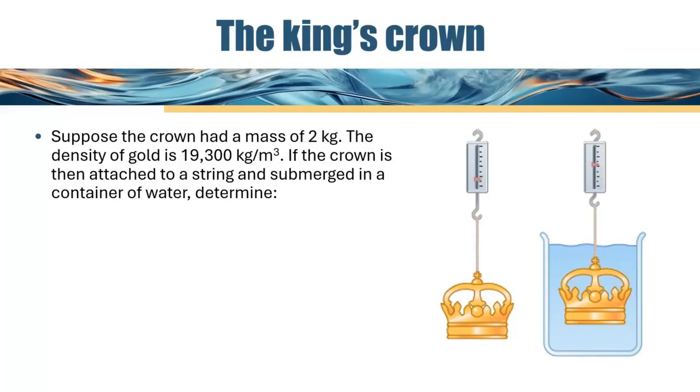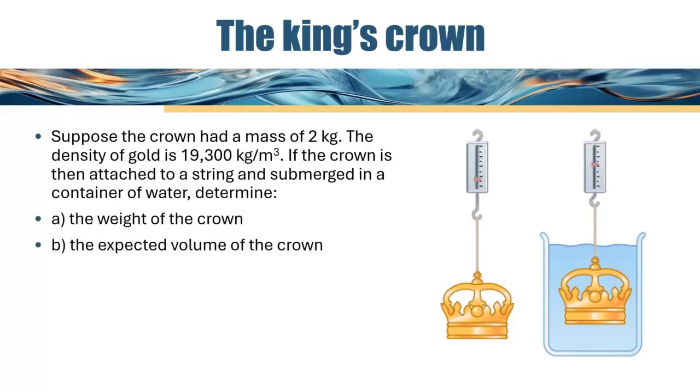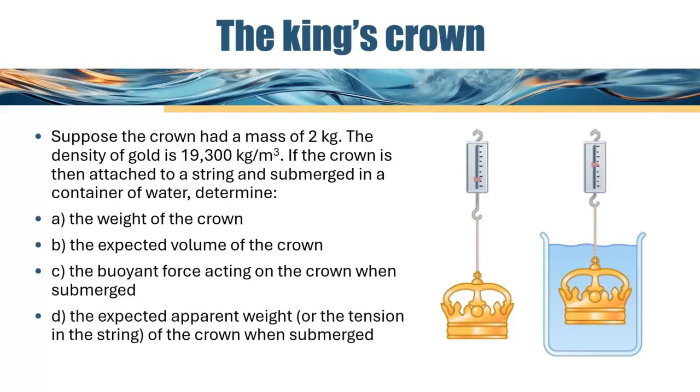If the crown is then attached to a string and submerged in a container of water, we could calculate all of these things. So if we assume the crown is 100% gold, and then we get down here to the end and we predict the apparent weight when it's dipped in water, and that is the apparent weight, then we know it has to be pure gold. But if we assume it's pure gold and we do not get this apparent weight, then we know that other metal must have been mixed with the gold. So let's get into it.